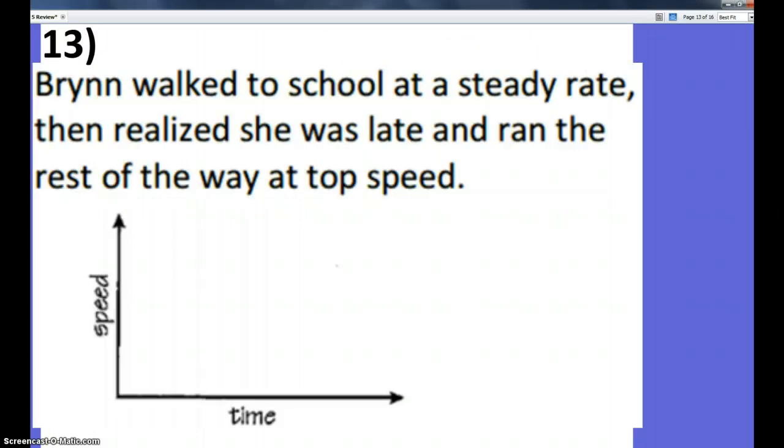Oh, I skipped some. Okay. Bryn walked to school at a steady rate. We are talking about speed this time. Then realized she was late and ran the rest of the way at top speed. So a steady pace, and we're talking about speed, is just like that. She's going the same speed the whole entire time. And then she speeds up to her top speed. So I would say that she probably curves it a bit because she's getting faster and faster until she gets to her top speed.